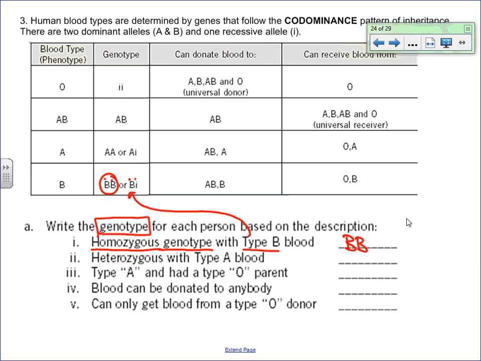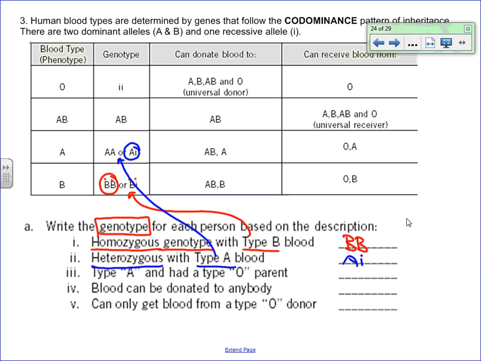The next question says heterozygous with A blood. Okay, we're looking at A blood. These are our two possible genotypes. And if we're heterozygous, it means our two alleles have to be different, which means that we are A and i.